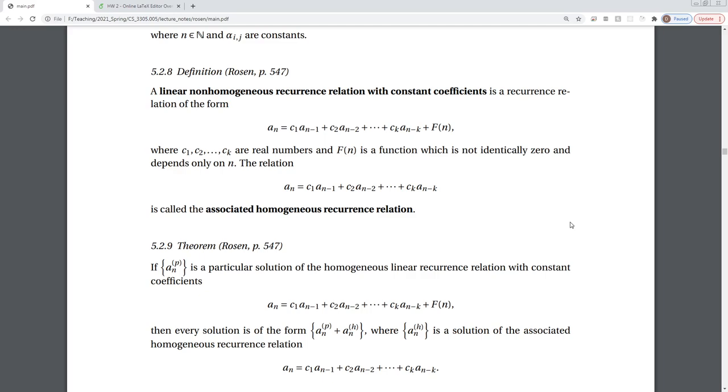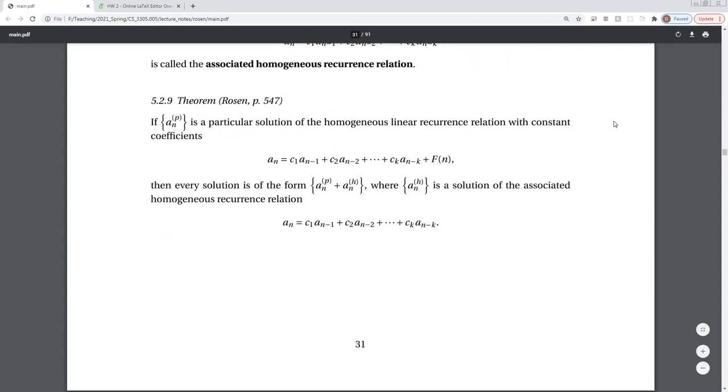Okay, so a linear non-homogeneous recurrence relation with constant coefficients, so up until now it's been homogeneous, is a recurrence relation like before, but now we have this non-homogeneous term in the sum. Right? And so this is just some function which depends on n, and it's not identically zero, otherwise it would be homogeneous, right? So then, within that, we have this part, which is the associated homogeneous recurrence relation. So the solution to this, with this monkey wrench thrown in, is going to be built up from the solution where we didn't have the monkey wrench. And that part's called the associated homogeneous recurrence relation.